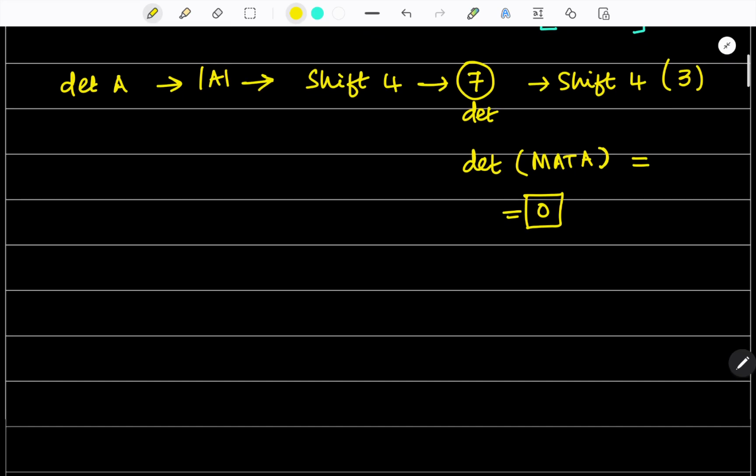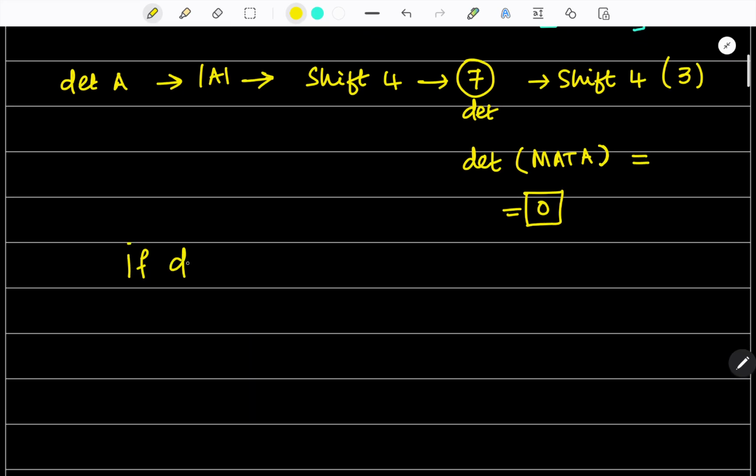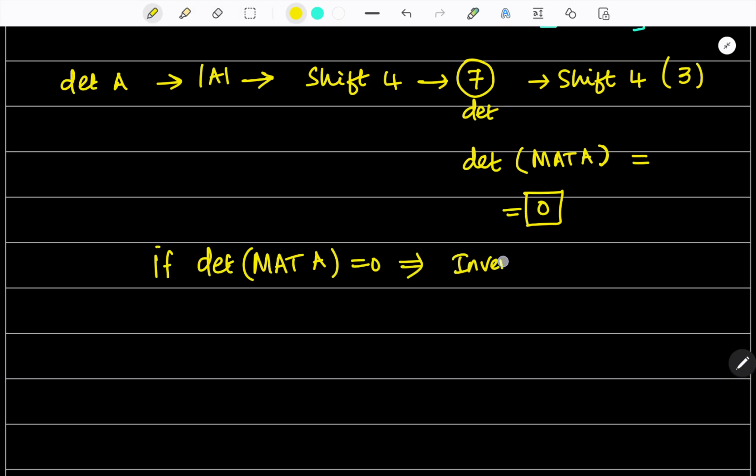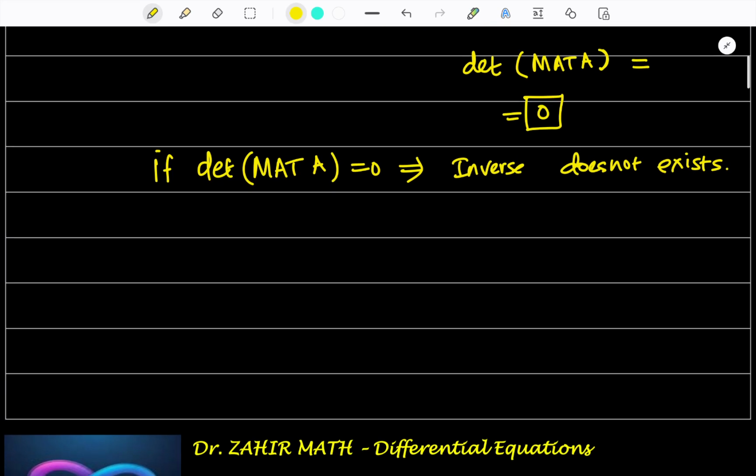So what is the meaning? If det of A is equal to 0, if the determinant of mat A is equal to 0, then what is the conclusion? Inverse does not exist. How can I check in the calculator whether the answer is correct or not? If the determinant is 0, in the calculator for inverse you will get a math error.